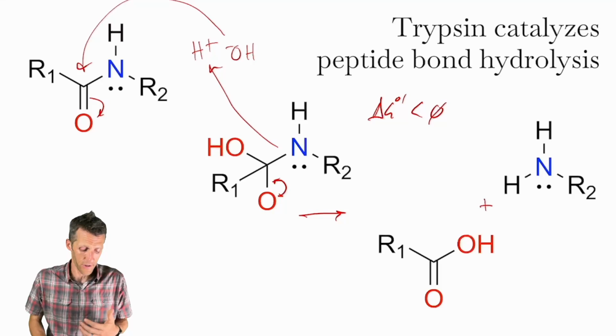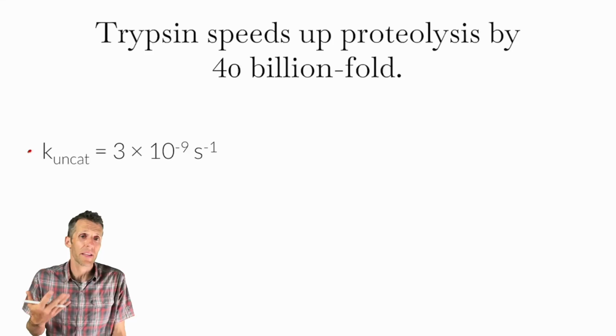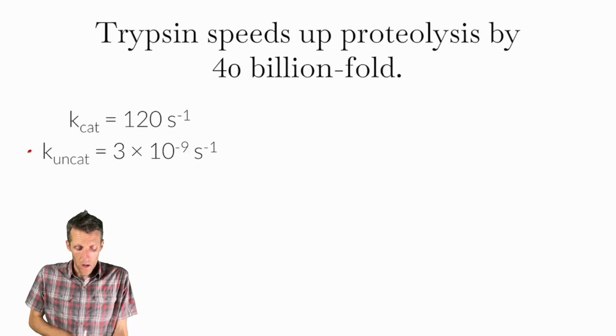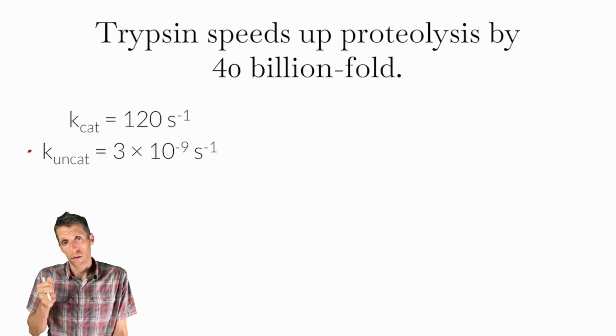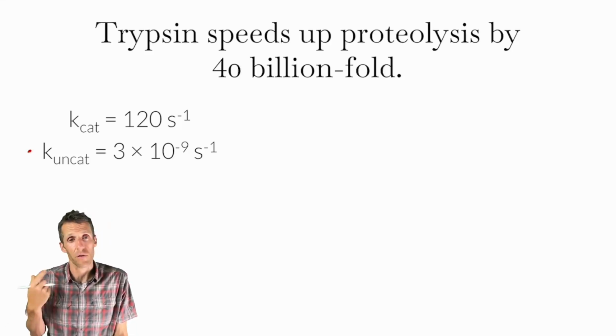However, the rate of that reaction is extraordinarily slow. The uncatalyzed rate of the reaction is 3 times 10 to the minus 9th per second, so billions of seconds sort of thing. Whereas the catalyzed rate with trypsin, or a serine protease in general, is 120 per second. So it gets much, much, much faster, 40 billion times faster when you add the enzyme.